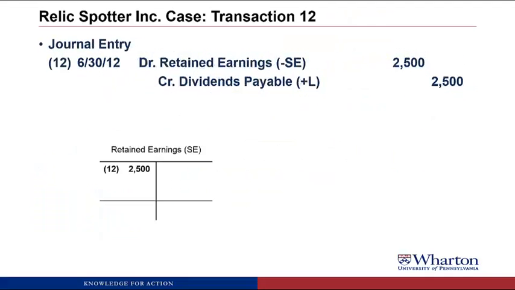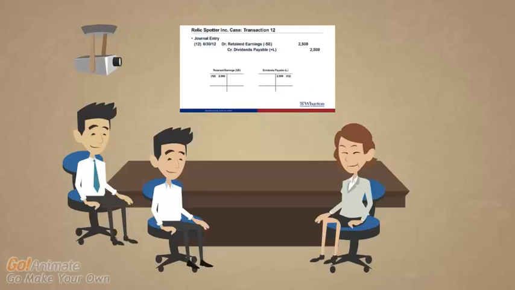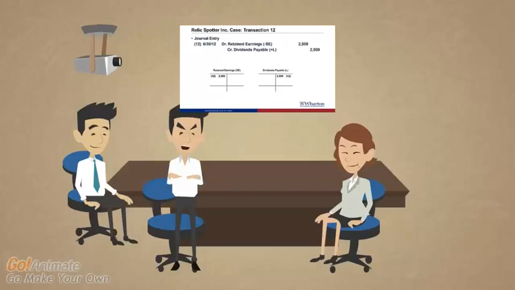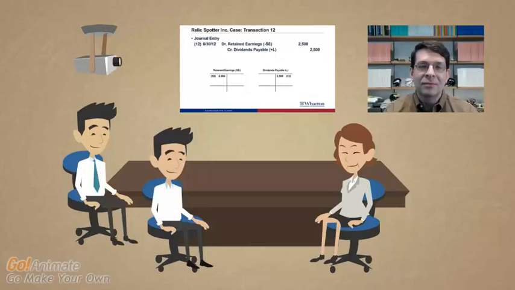Post this to T accounts. We're going to put a debit to the retained earnings T account and a credit to dividends payable. What? How can retained earnings have a debit balance? According to my notes, it is a stockholder's equity account and should have a credit balance. Wow, you've been taking notes? That makes me feel so good.